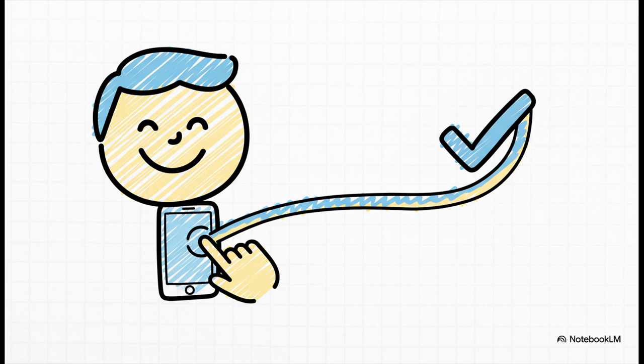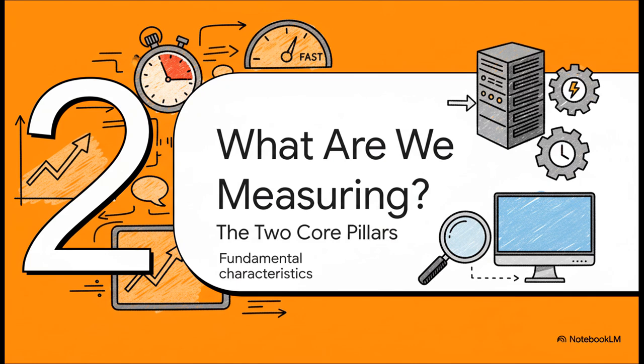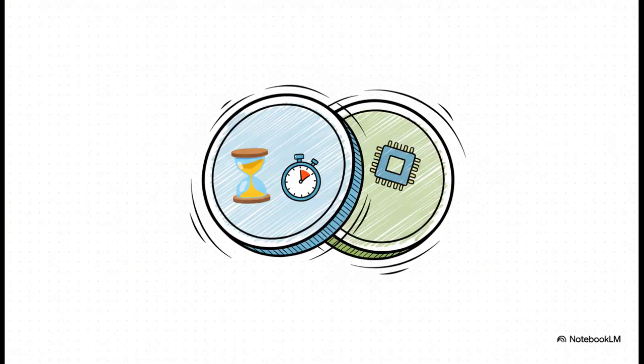That's the real goal. So if that's the goal, how do we actually measure it? Well, this whole idea of performance efficiency is broken down into two main things, two core pillars that we can actually test and analyze. And here they are, the two sides of the same performance coin. On one side, you've got time behavior. That's the stuff you, the user, can see and feel. And on the other, resource utilization. That's all the work happening behind the curtain to make it happen.